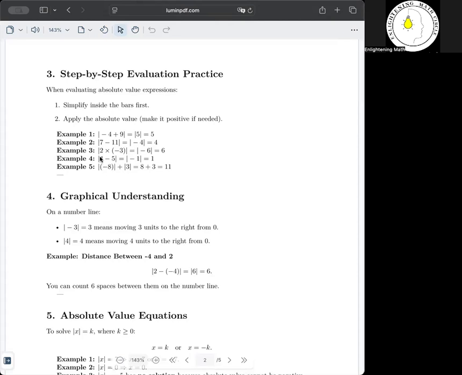Next up, we have the absolute value of 4 minus 5, which is just the absolute value of negative 1, which is just 1. And then the absolute value of negative 8 plus the absolute value of 3, which is just 8 plus 3, which is 11.